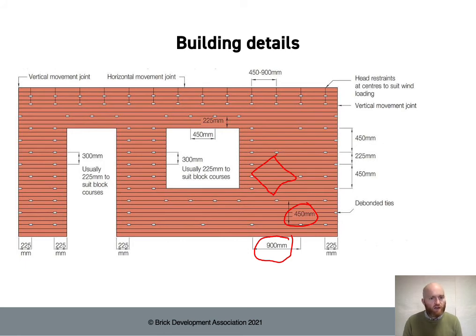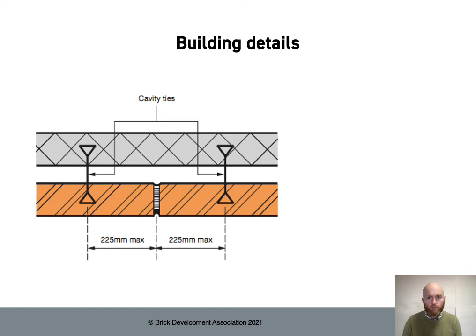Making sure that you have the increased tie density around any of the openings, whether that's a door or a window, or indeed at the edge of a panel, because you have a movement joint there. And just showing you that the maximum recommended spacing from your movement joint should be 225, which is a full brick in stretcher bond, to make sure you increase the tie density there.